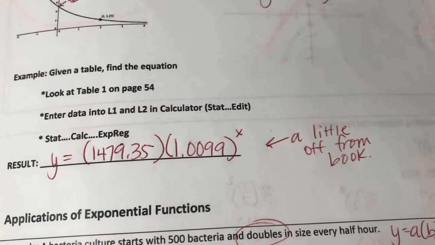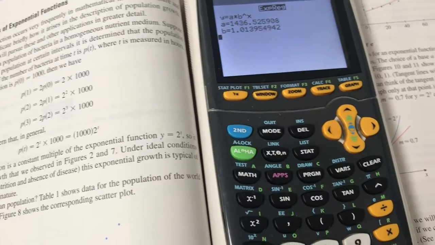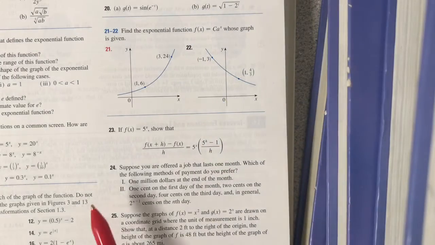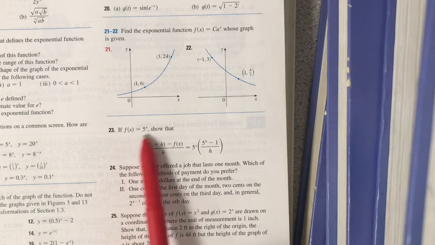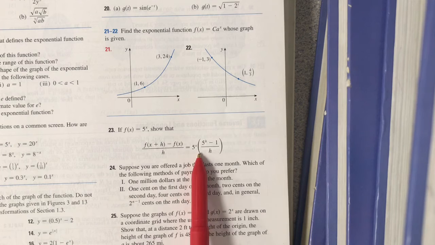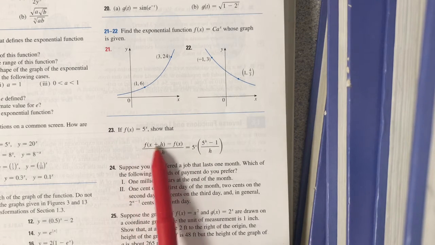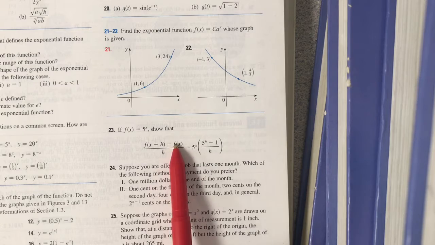Next, I'm going to talk about one question from the homework, and that is question number 23. Here's question number 23. Let's read it. So they tell you what f of x stands for. F of x is 5 to the x. We're supposed to show that these two things would end up being equal. So basically, anywhere we see f of x, we're going to plug in x plus h. This h is just a plain h, and right here we're going to plug in f of x.